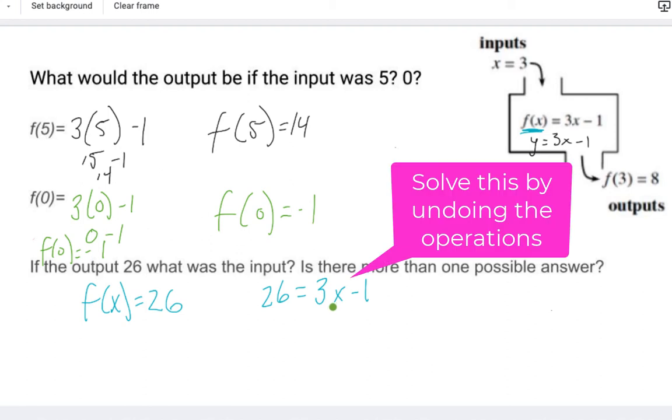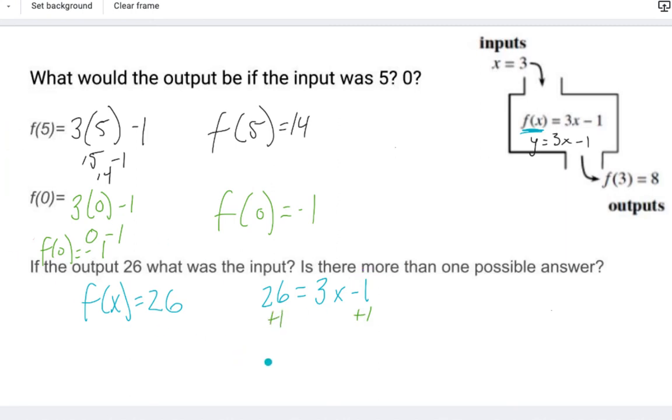So 3 multiplied by x, subtract 1. So we reverse it. Instead of subtract 1, you want to add 1 to both sides. That leaves us with 27 equals 3 times x. Again, the opposite of multiplication is division, so divide both sides by 3. And 27 divided by 3 is 9. So x equals 9 when f of x is 26.